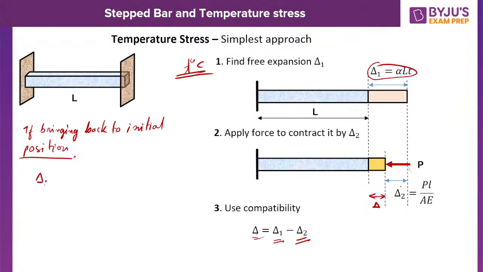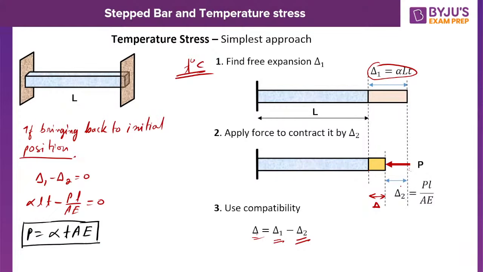So delta 1 minus delta 2, I can write it down as 0, whereas delta 1 is alpha LT minus delta 2, PL by AE, equals 0. If you want to find the value of P, of course you can get it. That P value will become nothing but, see, L will get cancelled and you will get alpha TAE. That is the compressive force generated if you are going to restrain the bar.